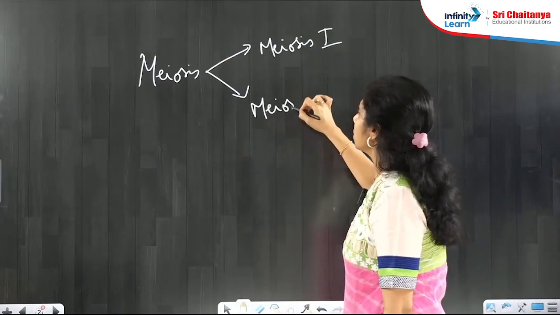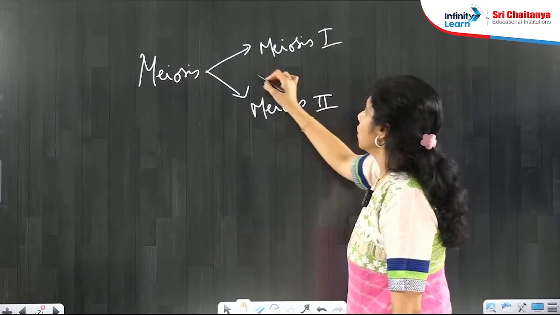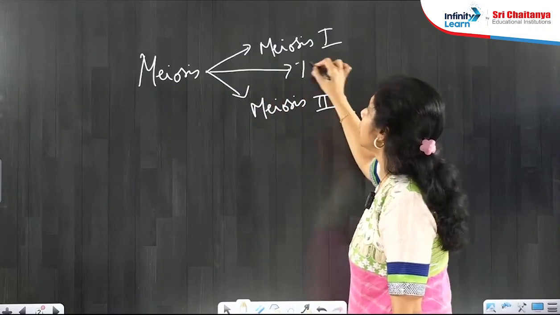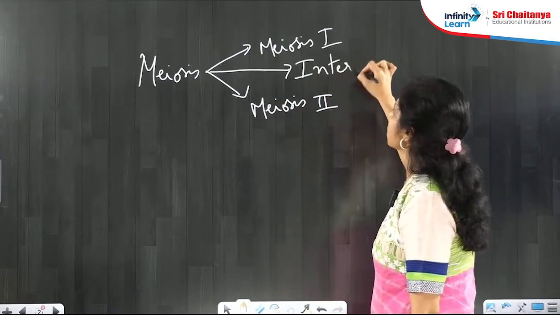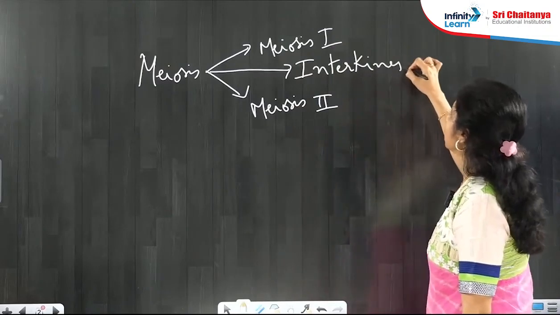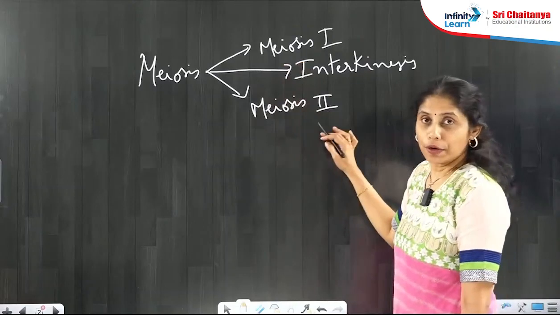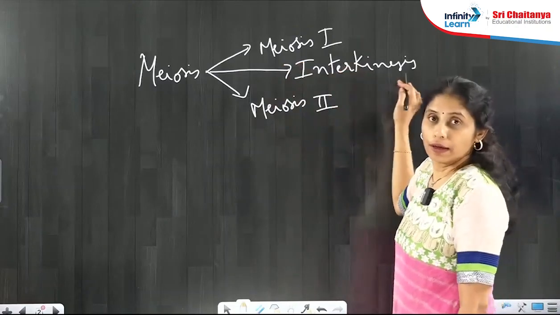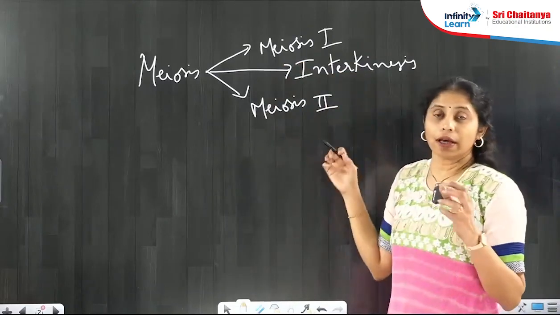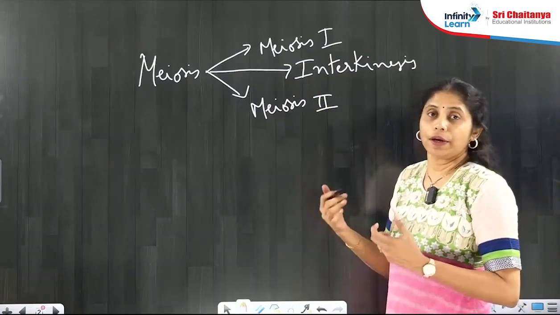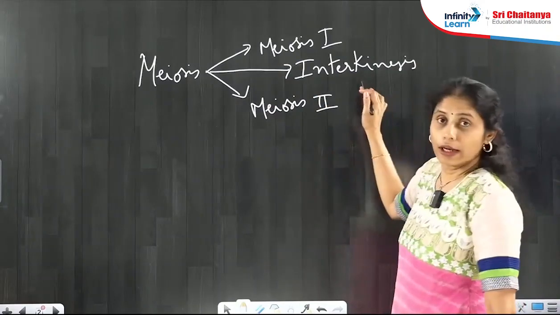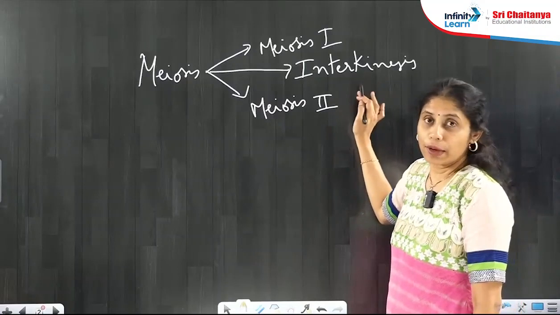But in between these two, we have one more stage which is called interkinesis. So meiosis is divided into meiosis-I and meiosis-II, and in between we have the interkinesis, where the cell will be preparing itself for undergoing the division, but there is no DNA replication here.